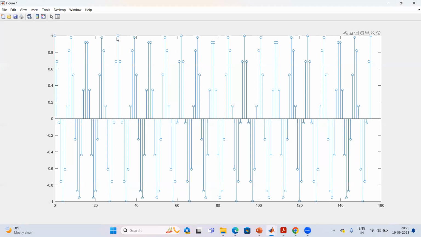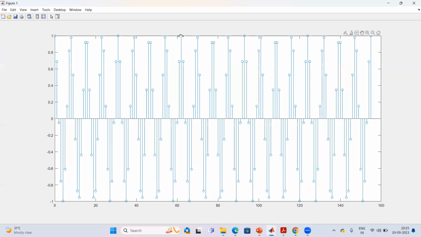But here you can see this particular sample has its magnitude equal to 1, and it is the 31st sample if you count from the 0th sample. So obviously its periodicity is 31. Again, because it is 31, there is another sample here which has its magnitude equal to 1.